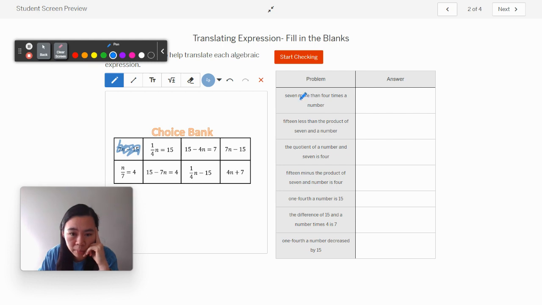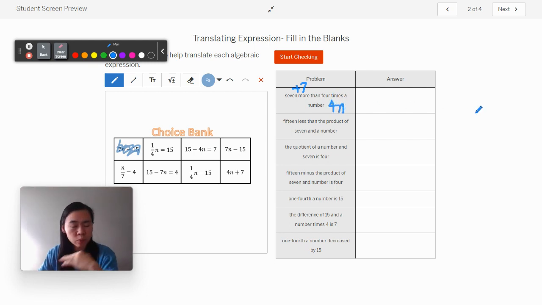Okay, so let's use our operation keywords. 7 more than. More than, if you need to go back to the first slide, you can look. More than means we are adding. Okay, 7 more than. That means we are adding 7. We're adding 7 to something. 7 more than 4 times a number. It doesn't tell us what the number is. So if it doesn't tell us, we don't know, that's when we're going to use our variable. Okay, so you can see our answer choices have this variable n. So 4 times a number, that means 4 n's.